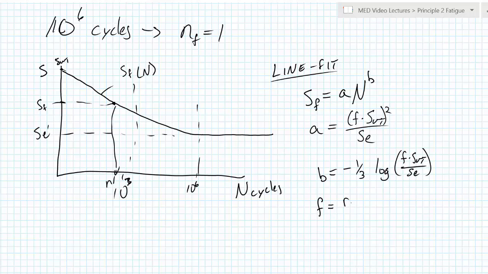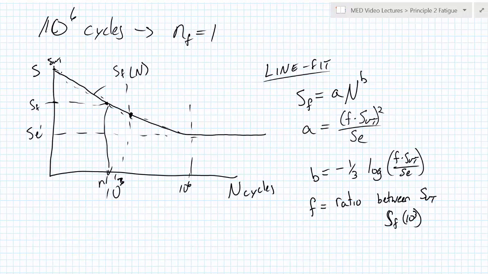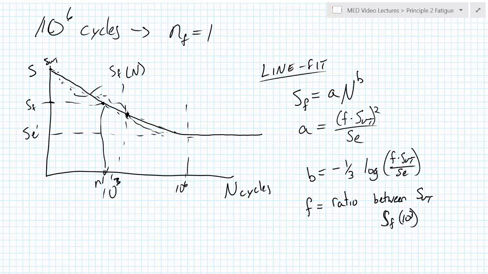This F is a ratio between the ultimate strength and the fatigue strength at 10 to the 3rd cycle. So it's basically the point at which this line hits 10 to the 3rd cycle. Trying to come up with a line curve somewhere in the middle there. Sometimes at 10 to the 3rd cycles, if we do experimental data, it might be around about there. And the 10 to the 3rd point sort of averages it out. That's why it's chosen.